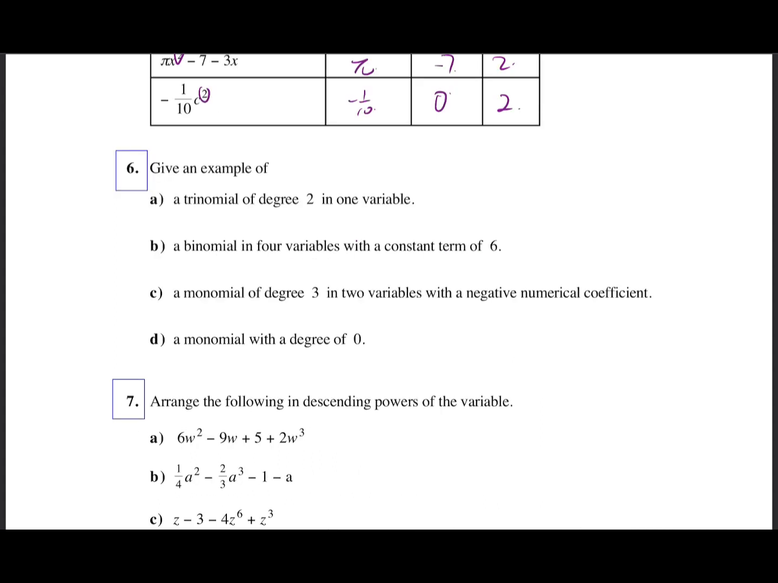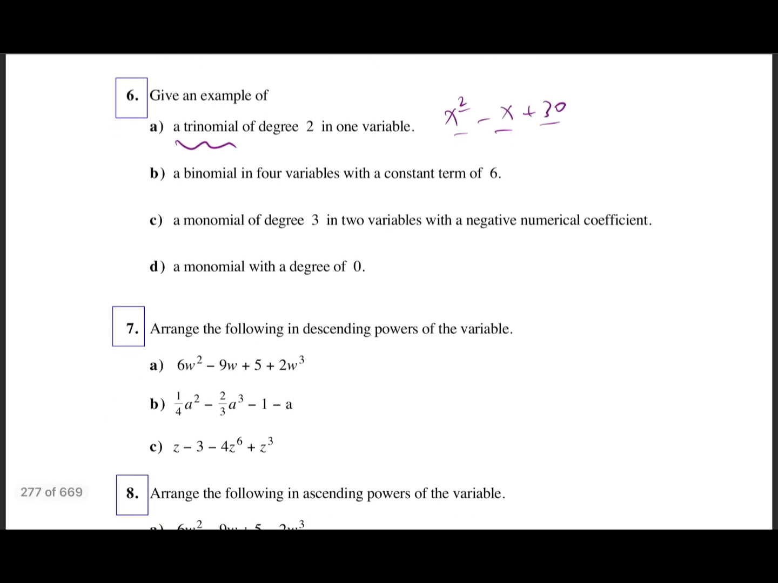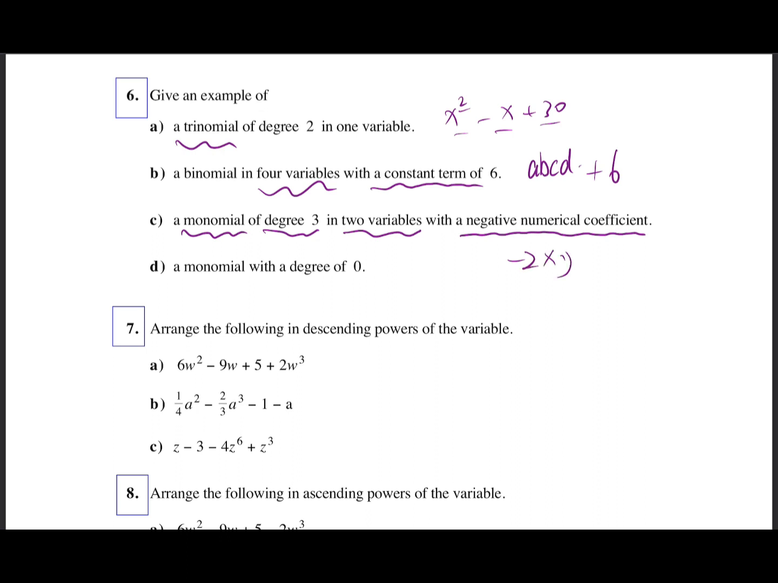Okay, and number 6. I want a trinomial, and the degree is 2, so we can write like this, with degree 2 next. 1 plus 30, so it's 1, 2, 3, 3 terms. And the next one, binomial, with 4 variables and a constant 6, so we can write 6 first. And then we need 4 variables, so A, B, C, D is okay. And the monomial, with degree 3 and 2 variables and a negative number, so we can write negative 2, and then 2 variables x, y, and degree is 3, so x squared y, so this is 3.